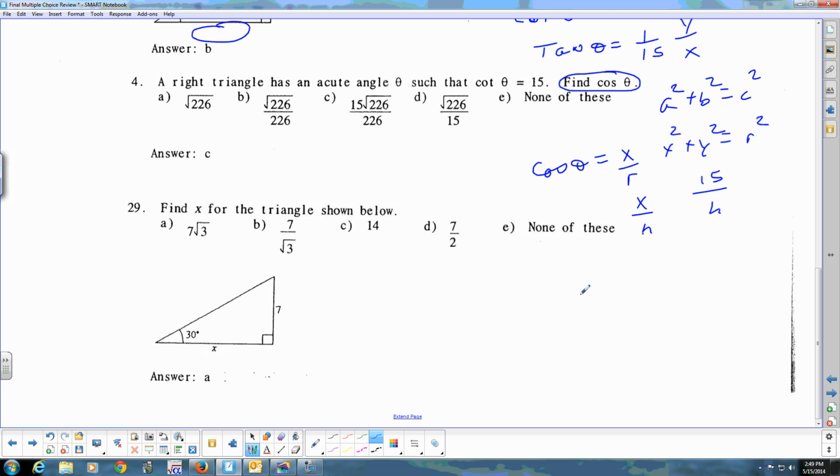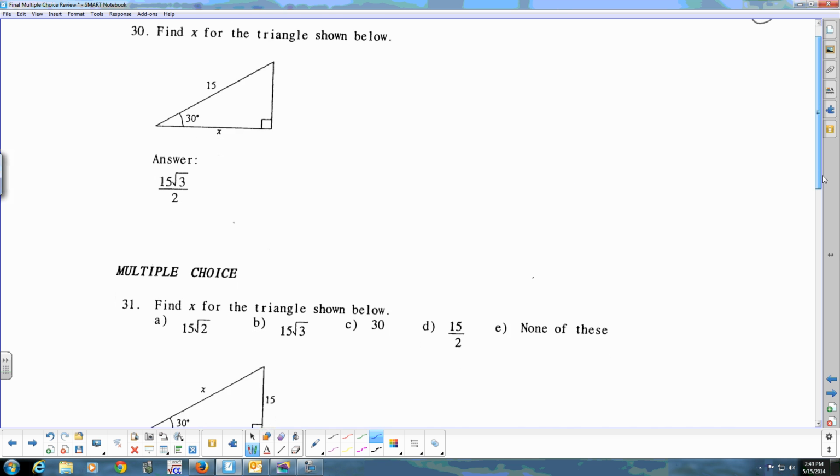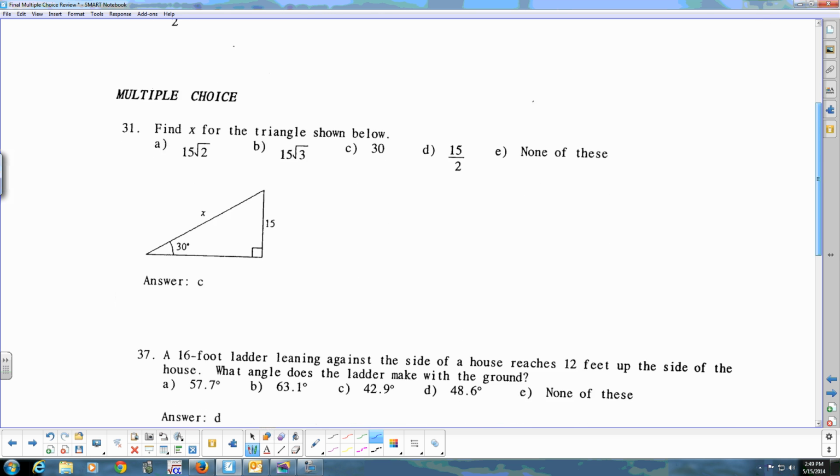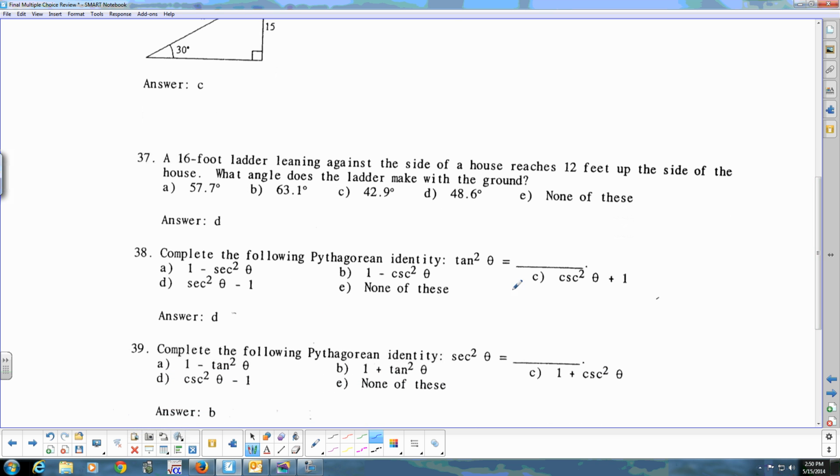I don't think I need to do it. SOHCAHTOA, you guys. That's all you gotta do. Knock it out. Same thing. SOHCAHTOA. Knock out your answer. Pythagorean identities.